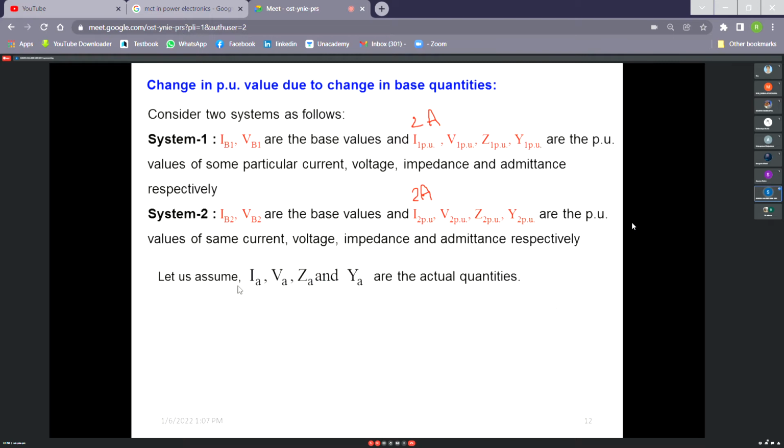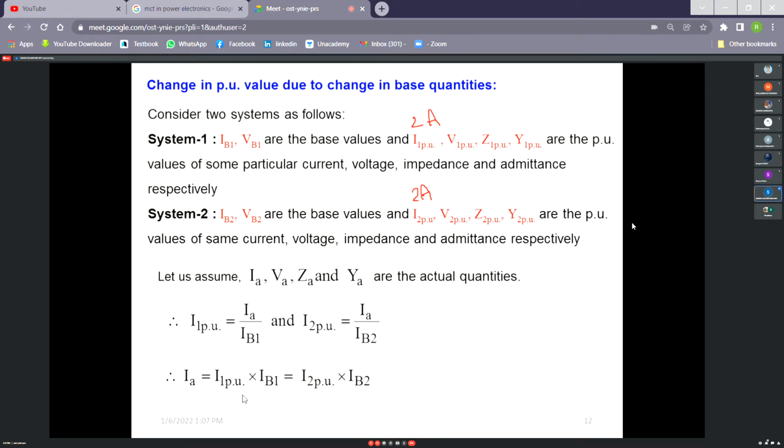Now, let us assume variables, not in terms of actual values but in terms of variables. IA, VA, ZA, YA are the actual quantities. Then, obviously, for the first per unit system, I1 per unit is IA by IB1. Similarly, I2 per unit is IA by IB2. But this IA is unique. We are converting the same quantity in terms of two types of bases. So IA will be the same.